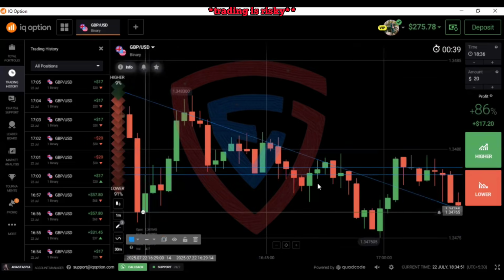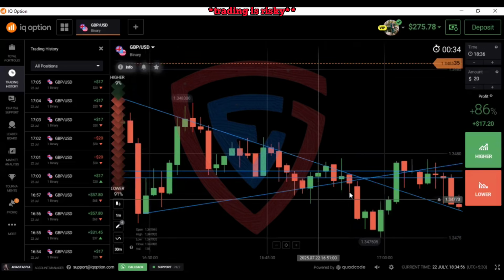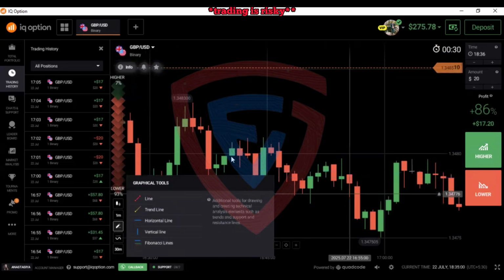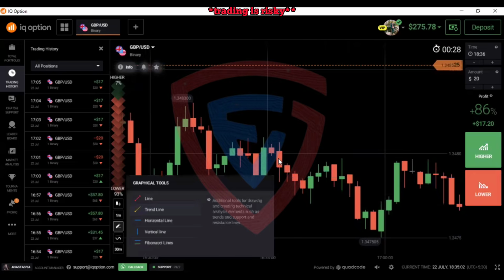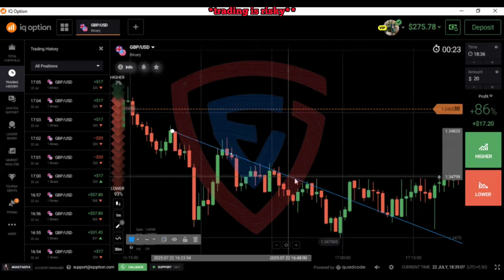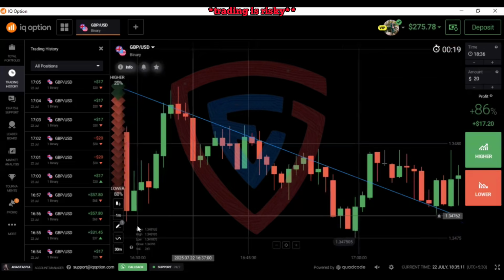And so there is a level here. It closed at the level and it is a buyer zone. That's why I placed here a higher option trade. Again it closed at the shoulder point. So I placed a lower option trade.